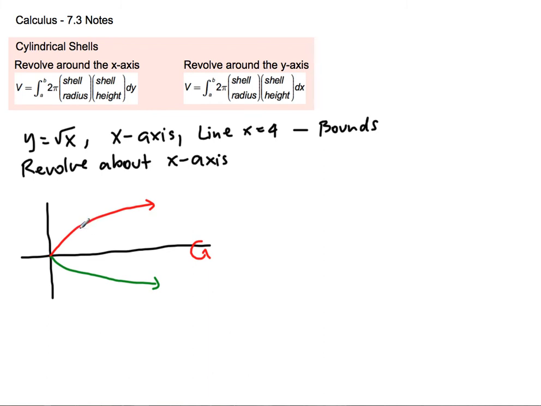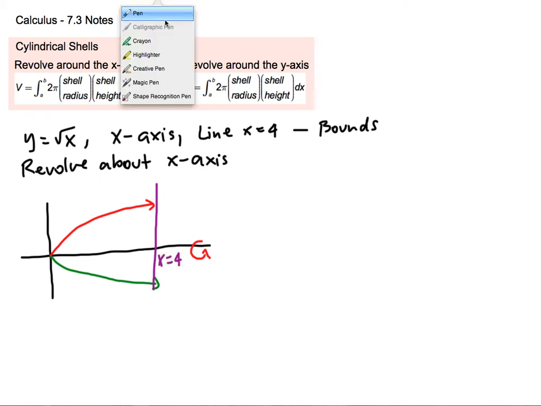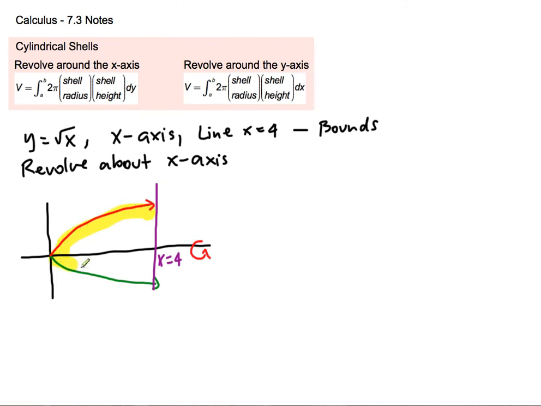But what we're going to do, well, let's see, we're stopping at, let's add this guy, 4. Okay, so the area we're interested in is this shaded region right in here. Okay, but with a shell, it's a little bit different than what we've looked at so far.